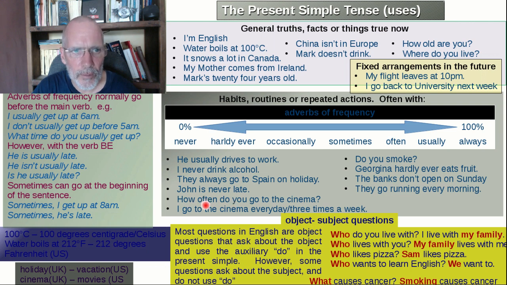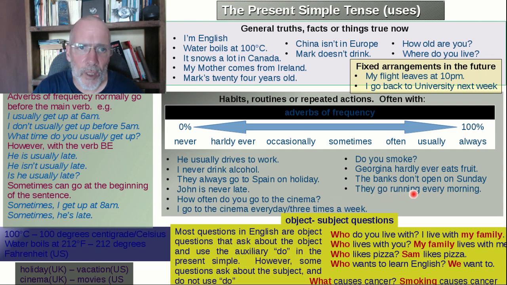Here we have a question with an adverb of frequency. How often do you go to the cinema? If we say how often, we're asking somebody about the frequency that they do something. And we're using the present simple question form. And the answer, I go to the cinema every day. Every day, 3 times a week, once a month, twice a year. Those are other expressions of frequency that we can use with the present simple tense.